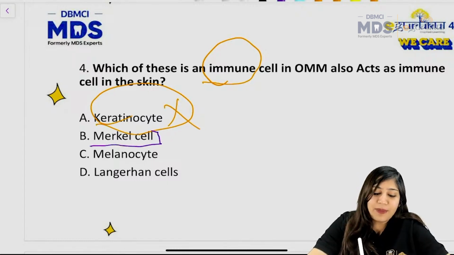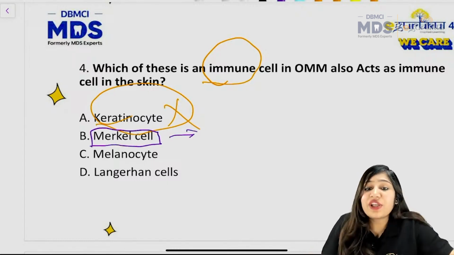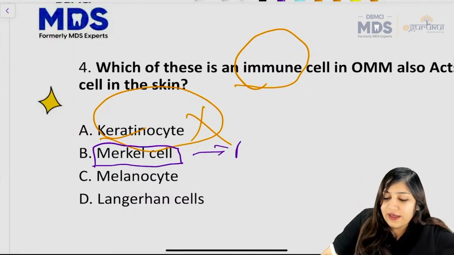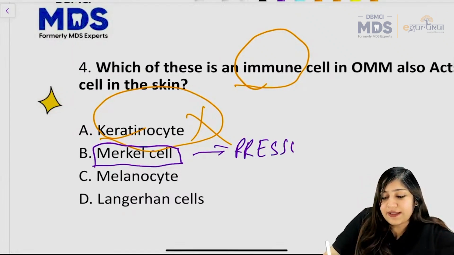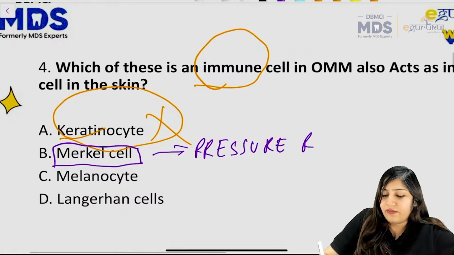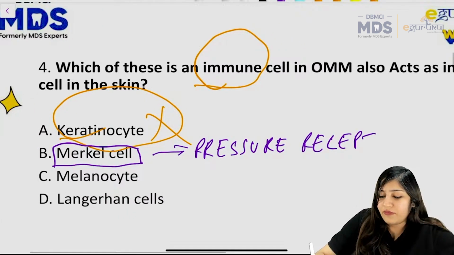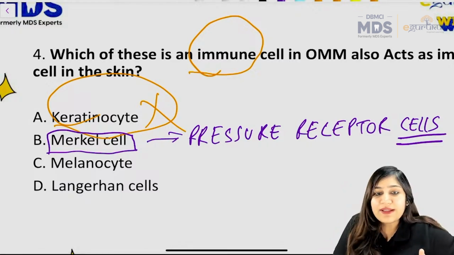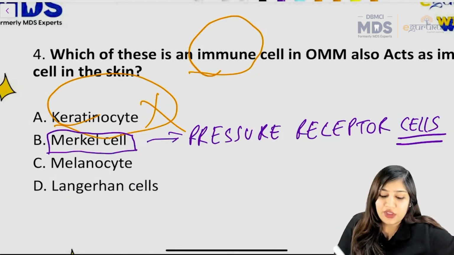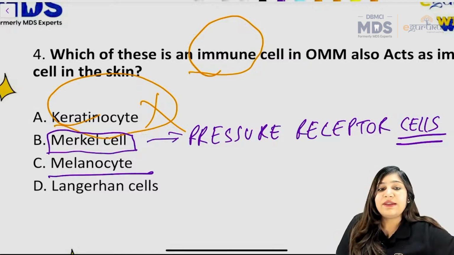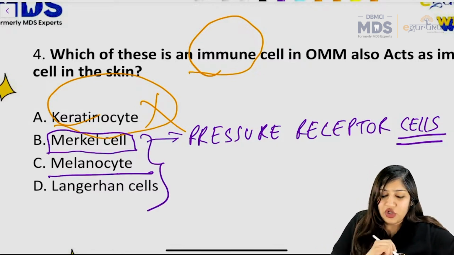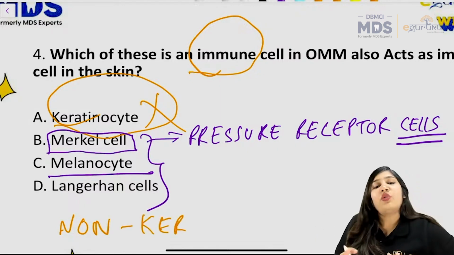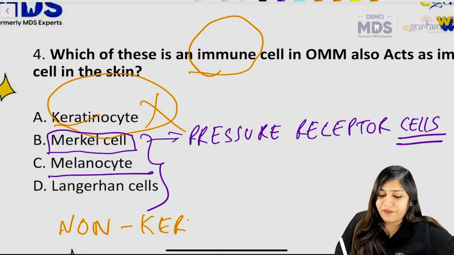Merkel cells. What are Merkel cells? These are mainly pressure receptor cells. Merkel cells are pressure receptor cells. So again, they are not immune cells. They detect touch sensation, pressure sensation, right? So they are not immune cells. All of the three options are non-keratinocytes. Non-keratinocytes form only 10% of the cell population here in OMM.